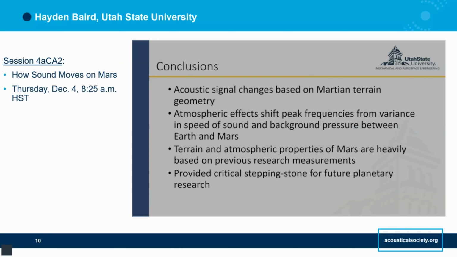In conclusion, using acoustic simulation, we're able to find acoustic signal changes based on terrain interactions, in this instance, interactions with the Martian terrain. Atmospheric effects tend to shift peak frequencies based on a variance in speed of sound and background pressure for Earth and Mars. Terrain and atmospheric properties for our simulations are heavily based on previous research measurements. This research provides a critical stepping stone for future planetary research, such as weather measurement and future research mission design.